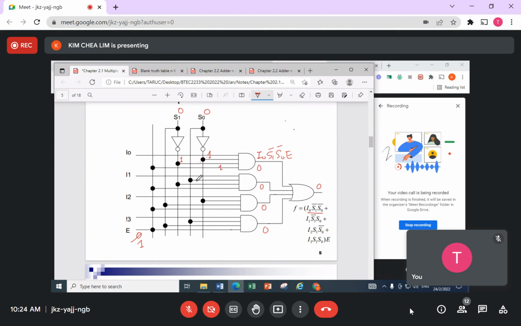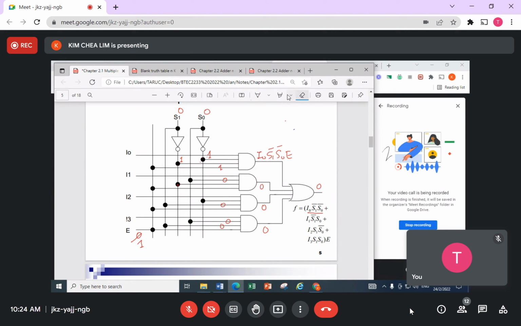Okay. So although this one here gives you a 1, the S0 is going to give you a 0. All right. This part here, my S1 is going to give me a 0. This one here, both of them are going to give me 0. So for an AND gate, the moment we see one of the inputs is a 0, the output will be 0.